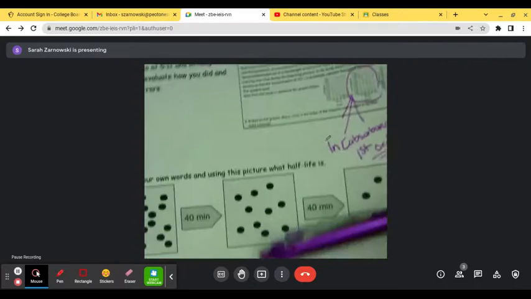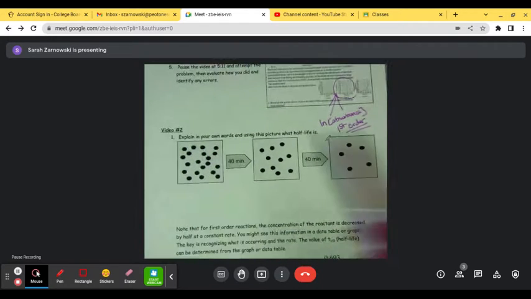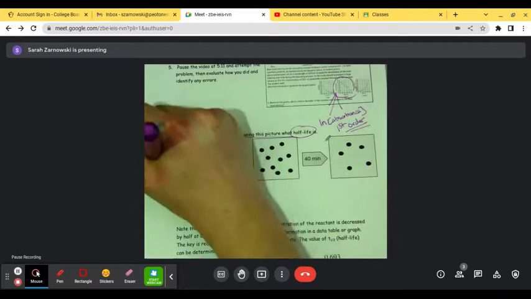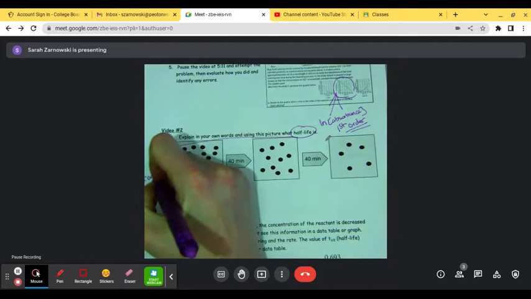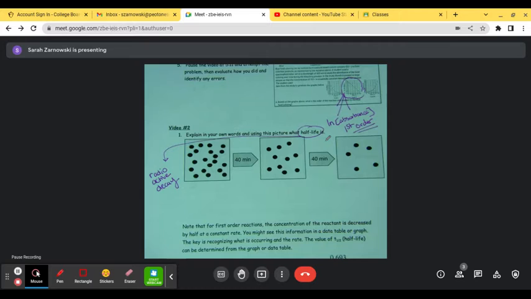Next video. For College Board here, it says explain in your own words and using the picture, what is half-life? So this is really cool because it has to do with radioactive decay. So when we talk about half-life, radioactive decay should come to mind. So that's when we have radioactive material, like uranium, radium. Iodine is even used in the medical field. So that stuff is kind of cool to do, whatever.